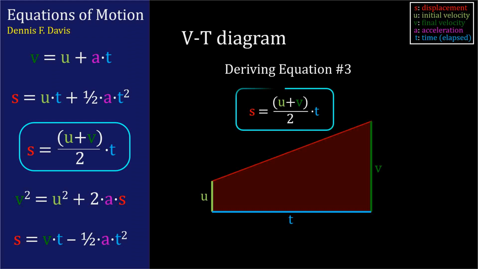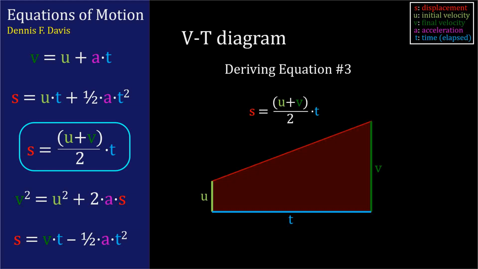and that's equation number 3. But let's take one more step and examine this equation. What is u plus v over 2? When we add two numbers and divide by 2, the result is their average. U plus v over 2 is the average velocity, and the average velocity times time is the total displacement.